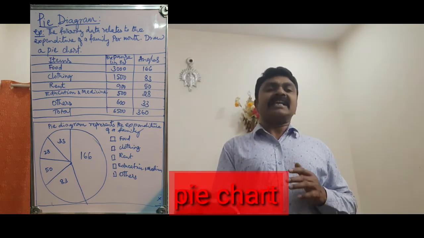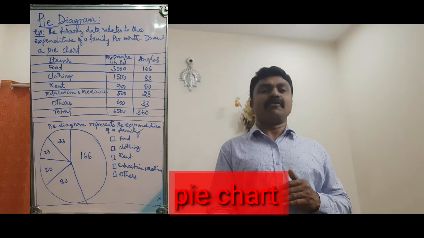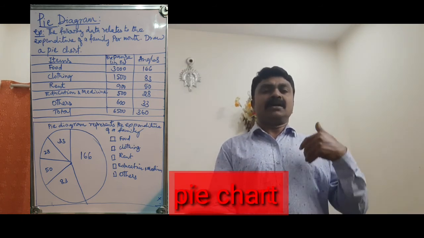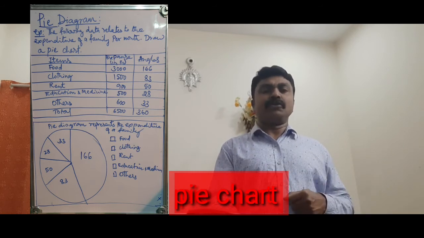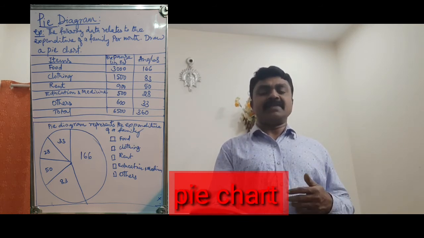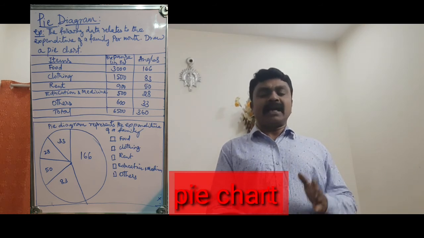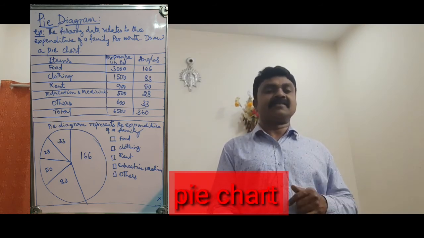There are the family expenditures of a family's monthly income. Then we can calculate items like food, clothing, rent, education and medicines, others, and also the total. Here we can classify it as expenses as well as angles.